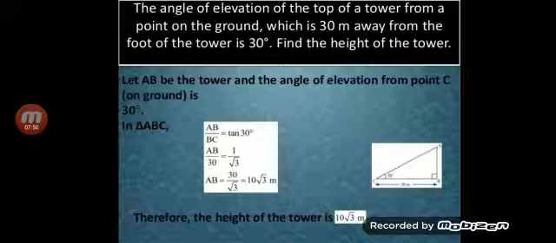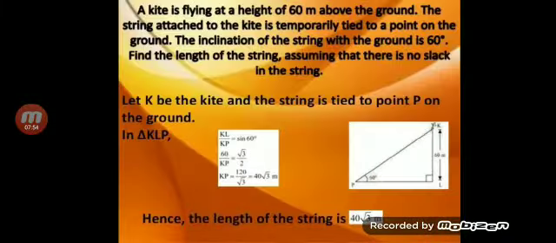Okay, next one more problem we are going to see. Let us consider one more problem. A kite is flying at a height of 60 meters above the ground. The string attached to the kite is temporarily tied to a point on the ground. The inclination of the string with the ground is 60 degrees. Find the length of the string, assuming that there is no slack in the string. Slack means the line should be straight.